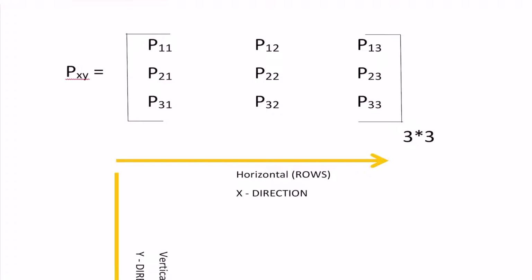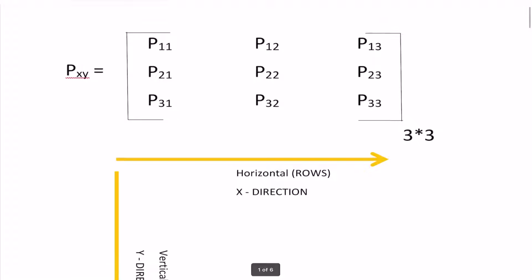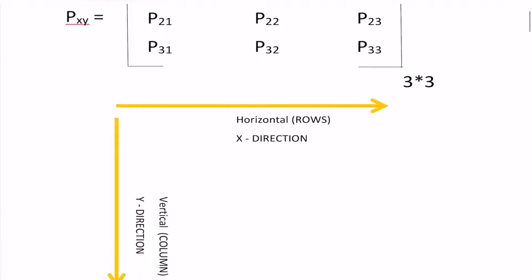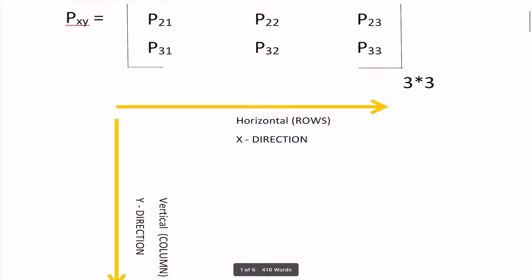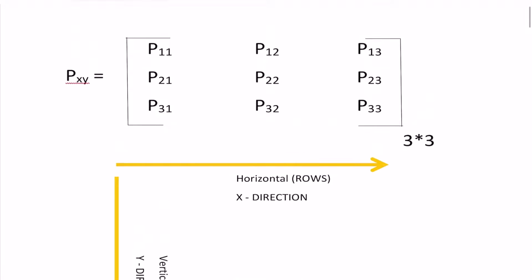But before that, we have to know what rows and columns are. The line which is going horizontal is known as a row. The line which is going vertical is known as a column. So P11, P12, P13 is a row. Similarly, P11, P21, P31 is a column, so it is going in the vertical direction.